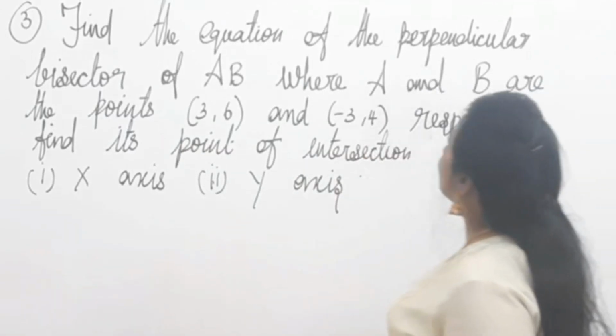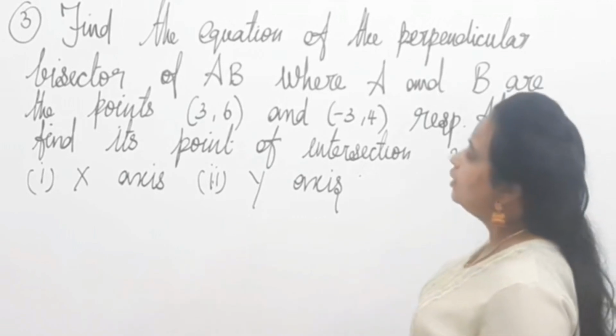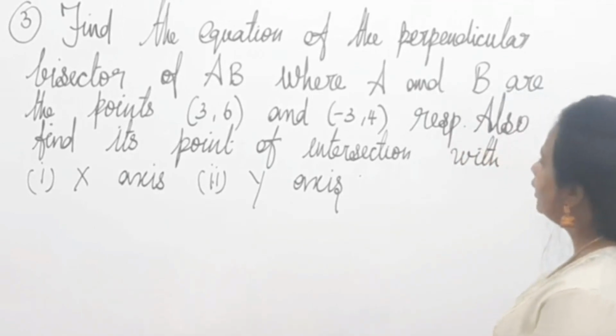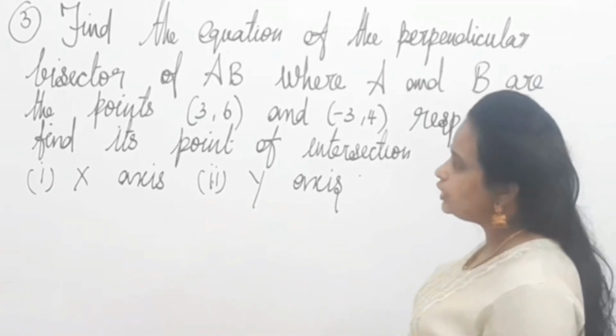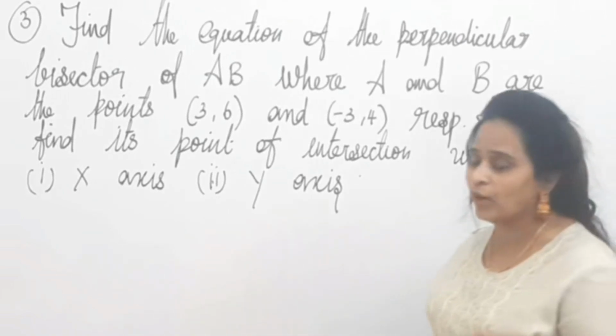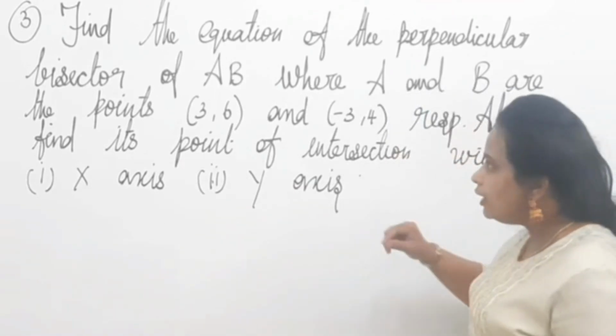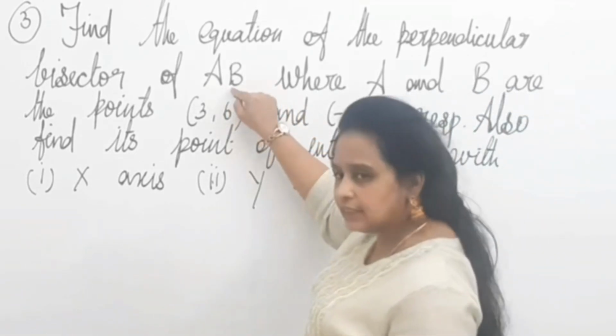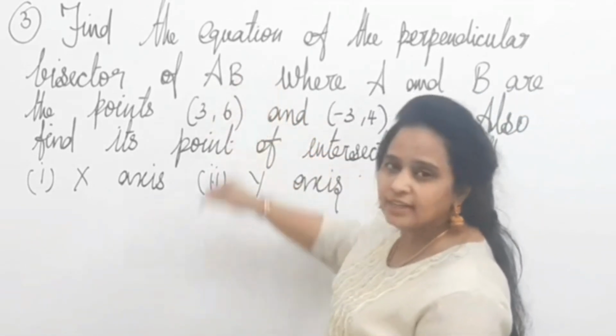Find the equation of the perpendicular bisector of AB where A and B are the points (3, 6) and (-3, 4) respectively. Also find its point of intersection with x-axis and y-axis. Now you'll understand, AB is written, it means it's a line segment.